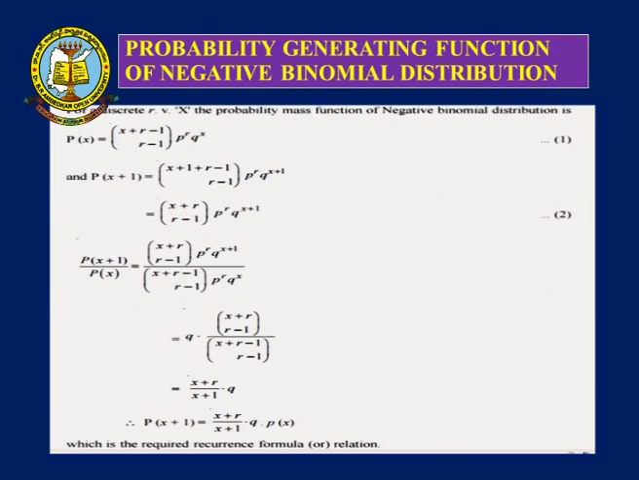which is the required recurrence formula or relation of which distribution? Negative binomial distribution. So, what is the recurrence relation of the negative binomial distribution? P of x plus 1 is equal to (x plus r) divided by (x plus 1) into q into P of x, which is the required recurrence relation of the negative binomial distribution.